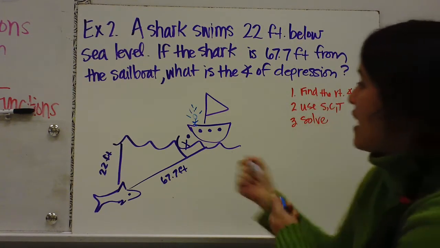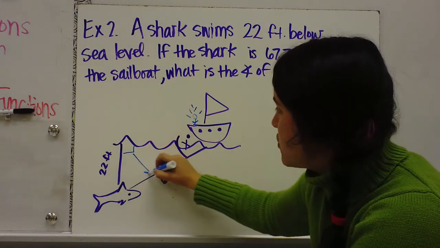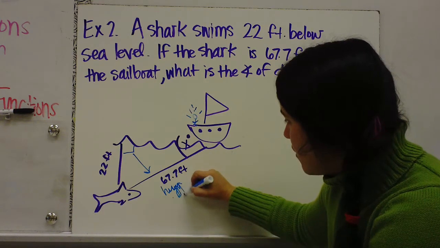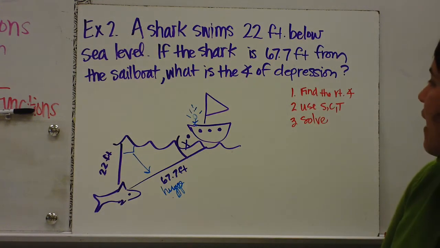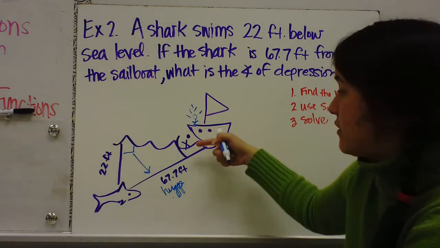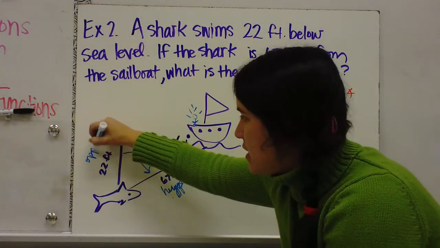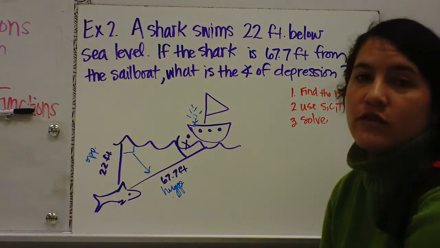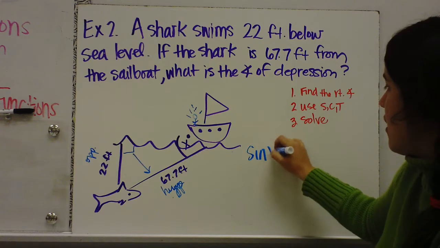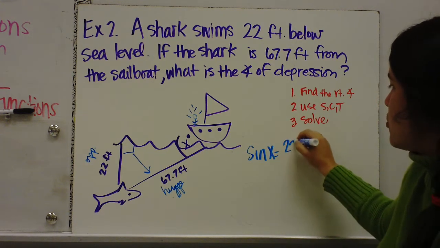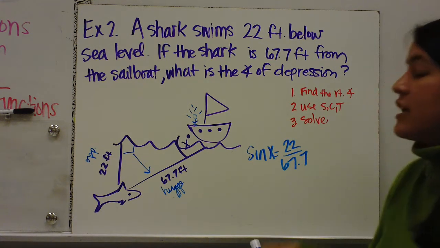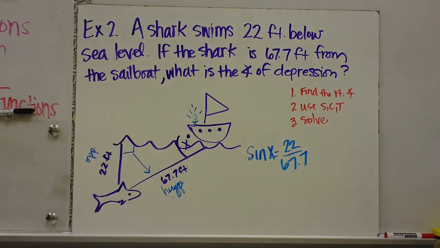Number 1, find the right angle. Here is our right angle over here, which means this is our hypotenuse. We need to decide if we're going to use sine, cosine, or tangent. From this angle, this is our perspective. This is the opposite side and the hypotenuse. If we want to use the opposite and the hypotenuse, then we need to use sine of x is equal to 22 over 67.7.